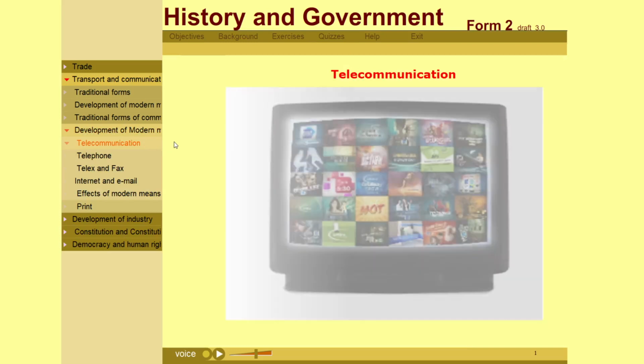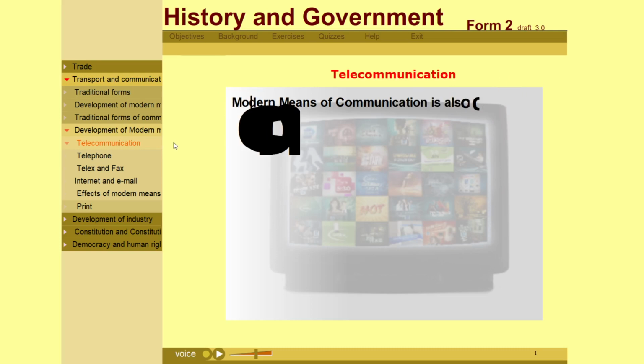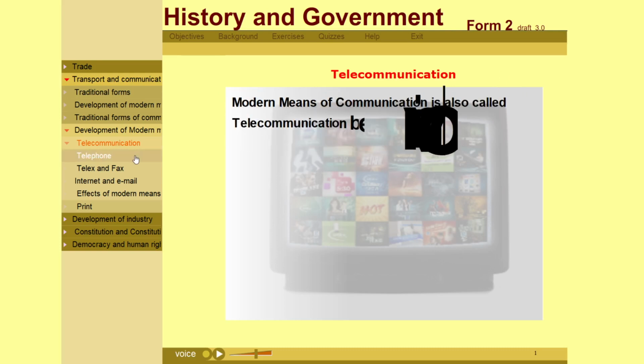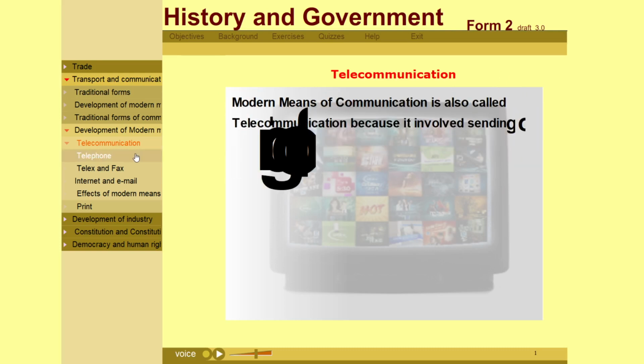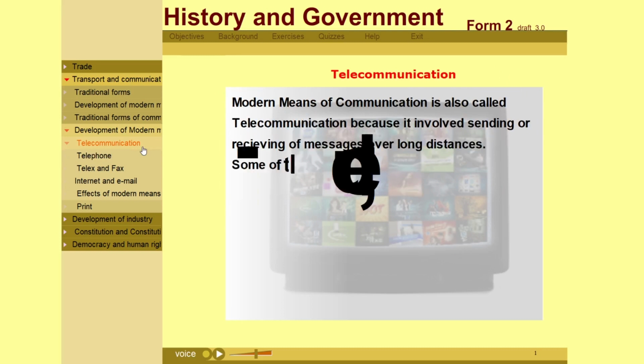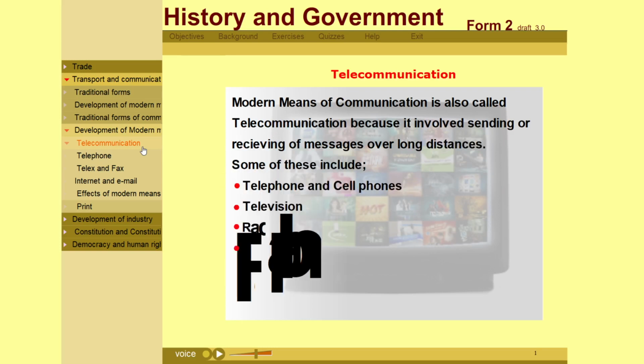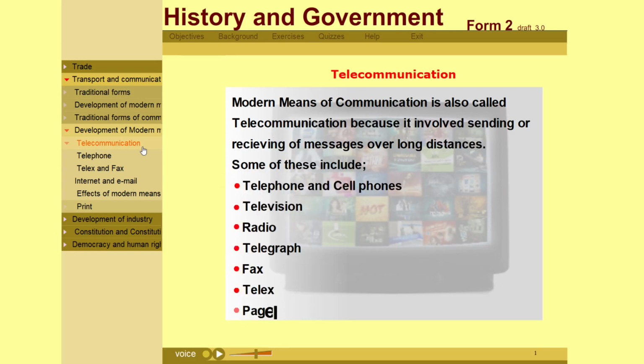Modern means of communication is also called telecommunication because it involves sending or receiving of messages over long distances. Some of these include telephone and cell phone, television, radio, telegraph, facsimile or fax, telex, and pager.